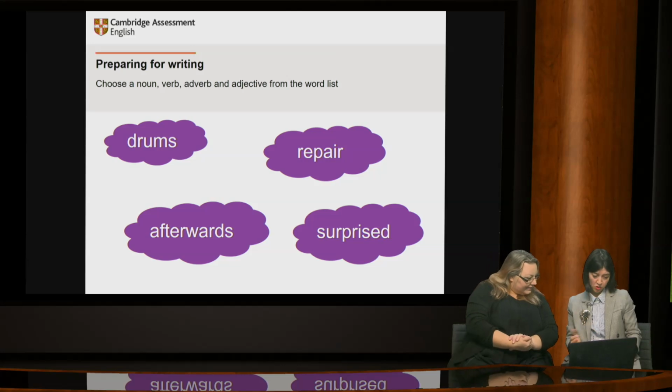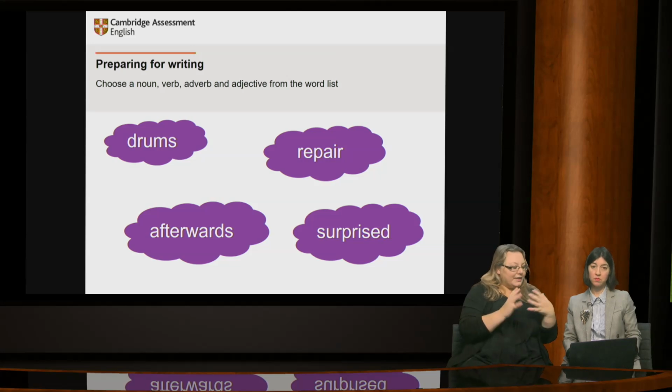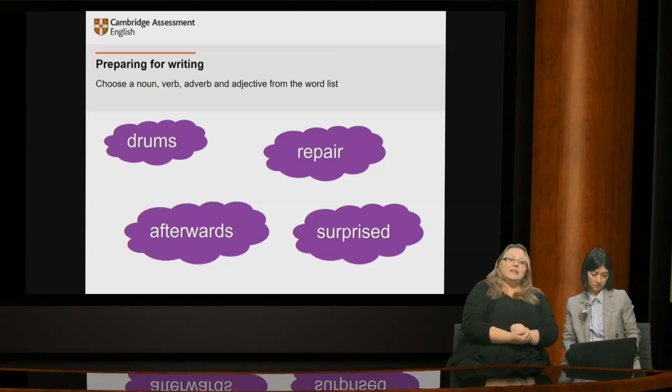Paul was playing drums. Yes, Paul was playing drums. So we've got a noun, a verb, an adverb and an adjective here. So let's try to make a story of them. Mm-hmm. So Paul was playing drums. Aha, here's one. Oh, the man was surprised to hear the drums outside in front of his house. Yes, so we've got surprised and drums there. Mm-hmm. I was surprised my brother repaired my drums.